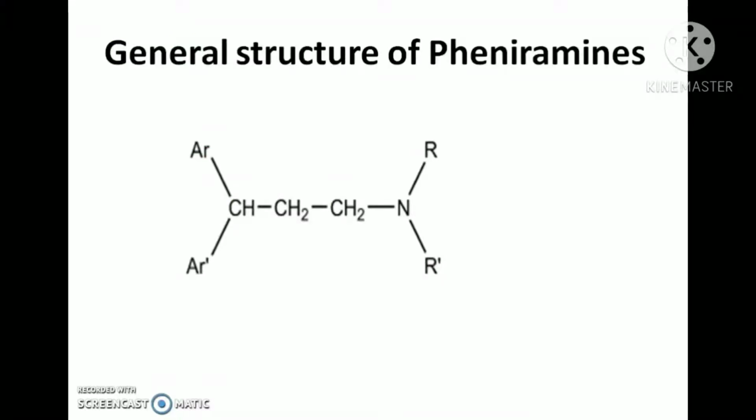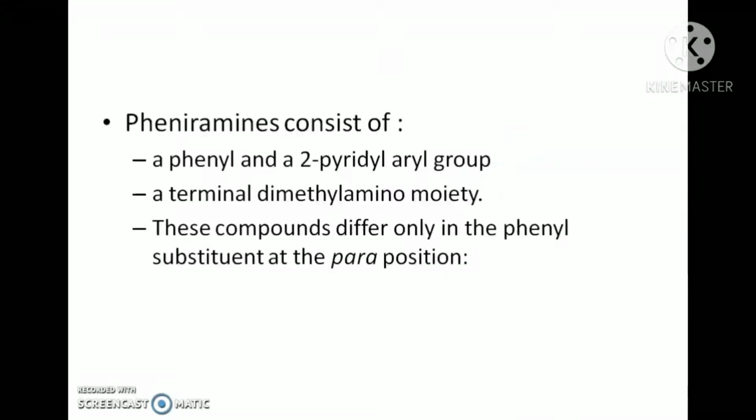So this is the general structure of pheniramines. You can see that the connecting atom is a saturated carbon atom. So you have a propyl chain attached to a tertiary aliphatic amino group. So the important structural feature of pheniramine is that it contains a tertiary nitrogen atom.